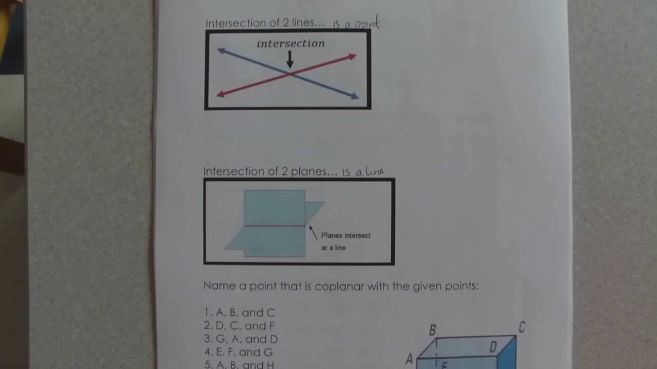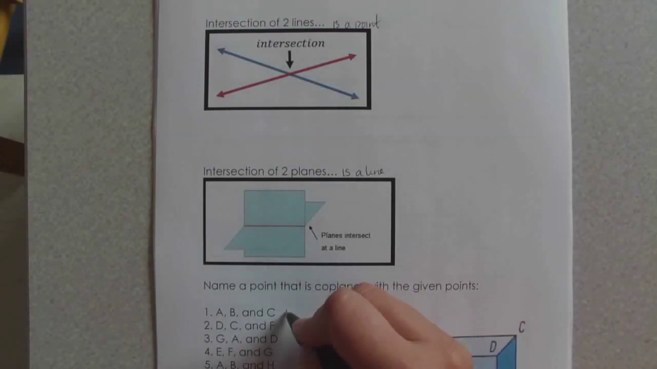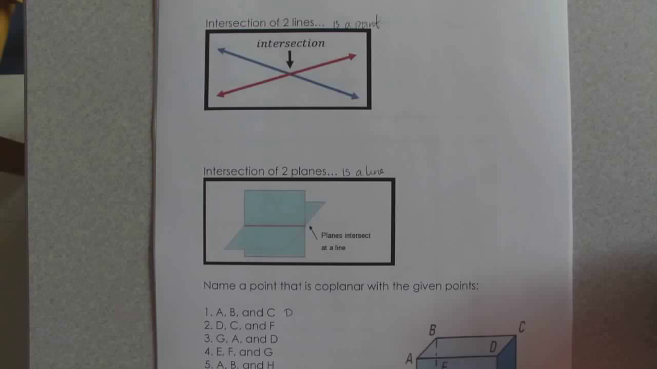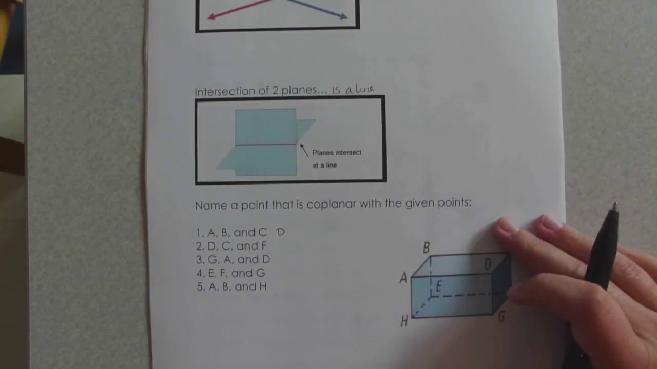Now just a couple of questions here referring to this diagram. I'll just do one or two so that you get the gist and you can finish it. It's pretty basic, but a point that is coplanar with the given points. So if I look at A, B, and C, obviously that fourth point would be D, right? So coplanar, in the same plane. So what you're envisioning here, sorry, let me scooch on up.